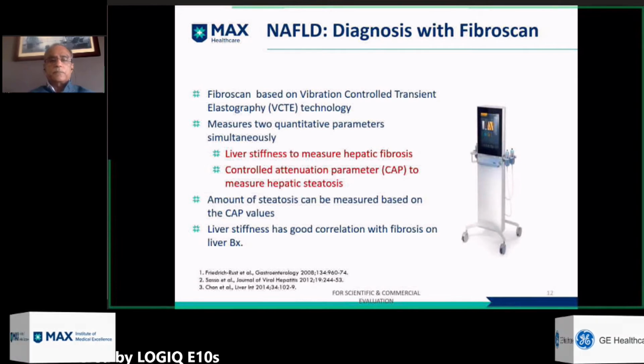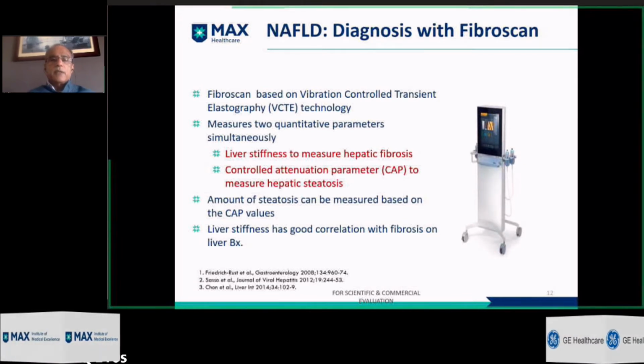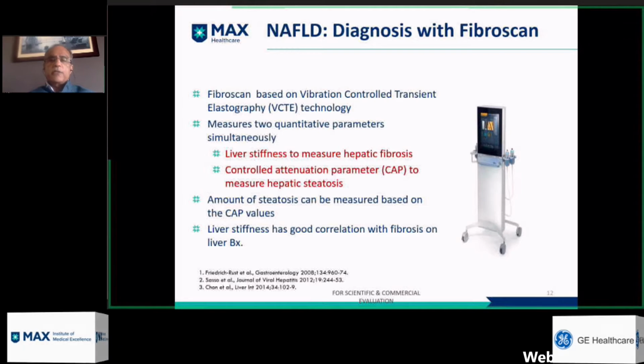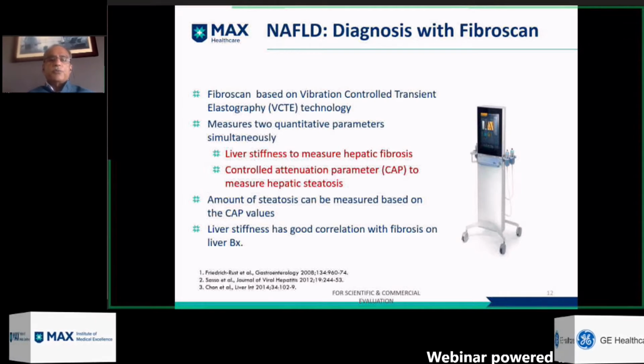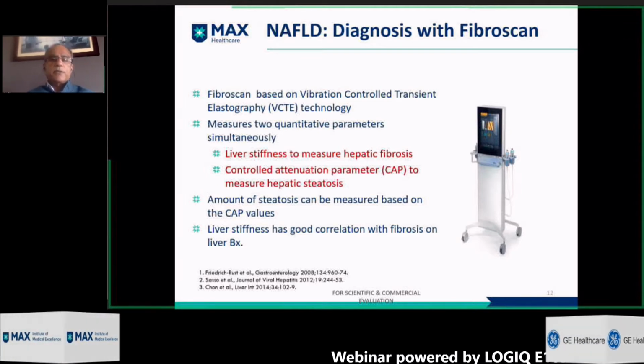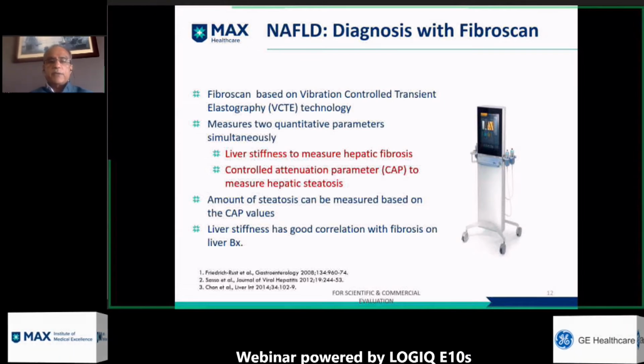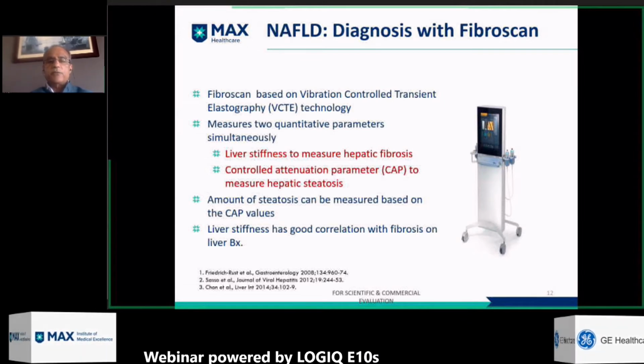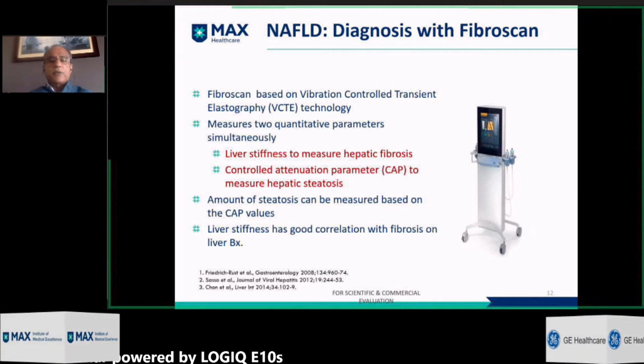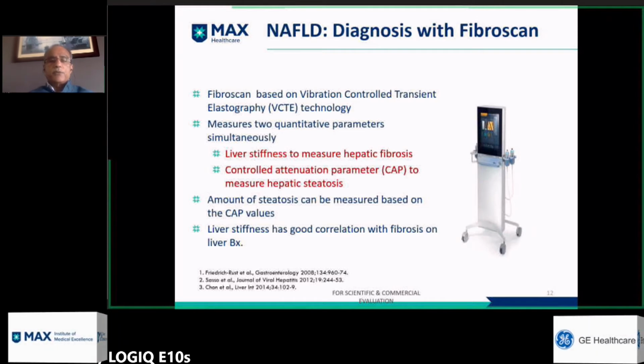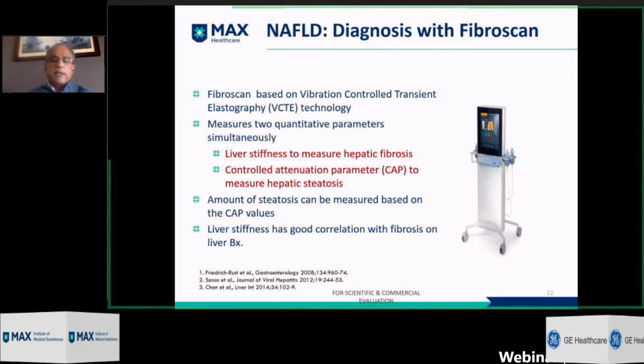So this is non-alcoholic fatty liver disease, what we very commonly use FibroScan for. And the two things that I'm interested in as a hepatologist or gastroenterologist are liver stiffness, which can give me an idea of hepatic fibrosis, and controlled attenuation parameter, which to a certain extent gives me an idea about hepatic steatosis. So those are two factors that clinically we use very often.